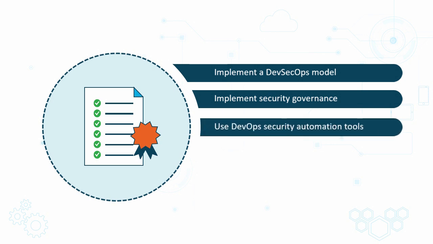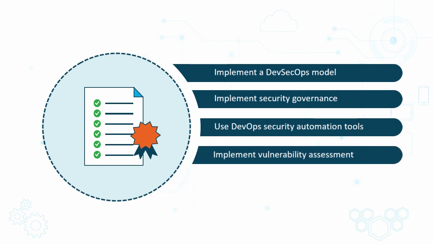Use DevOps security automation tools. Avoid the manual work. Bring the automation tools into the picture so that with the automation tools, not only you can do the testing, but you can also build repeatable tests against an application. You should also implement vulnerability assessment. This needs to be done on frequent basis, and whatever security loopholes are found, then you have to fix them.